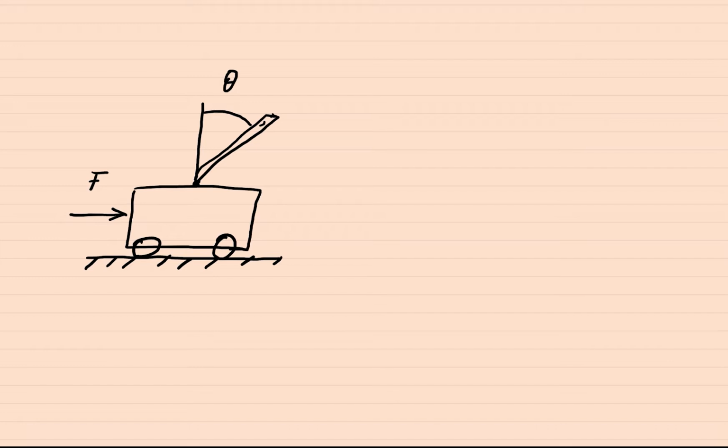This is the idea. Of course, it has some other states. This one is theta, and then it has omega, or theta dot, which is angular speed. Then it has the position of this cart and the derivative of this position, which is velocity.